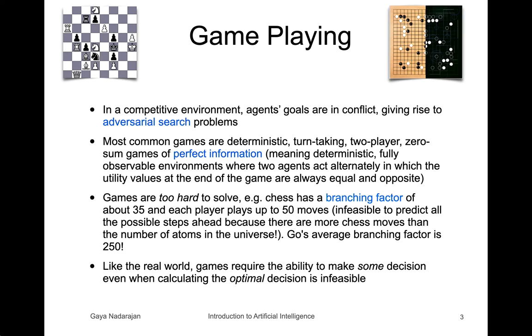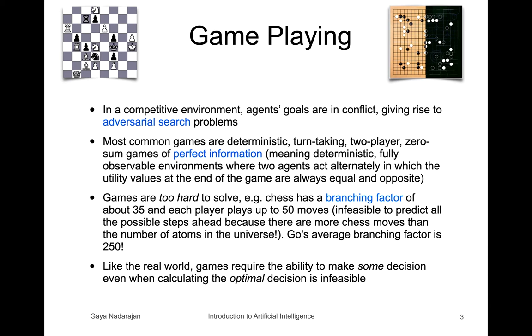So chess has a branching factor of about 35, and each player will make roughly about 50 moves. So that means about 100 moves, the depth is around 100. And that's going to be a very, very intractable problem, because that means there are more possible chess moves than the number of atoms in the universe. So this is extremely impractical to implement if you want to do it in the classical search setting, right?